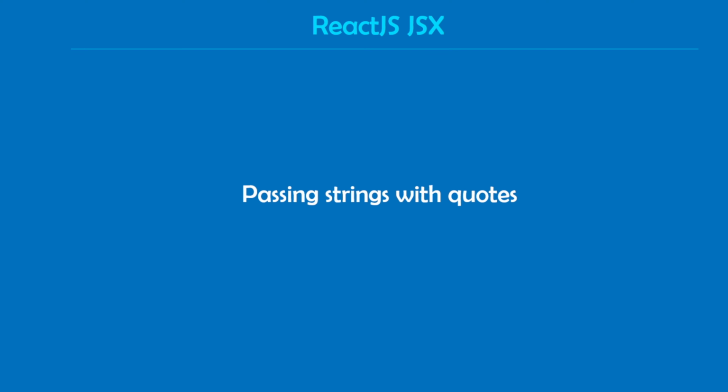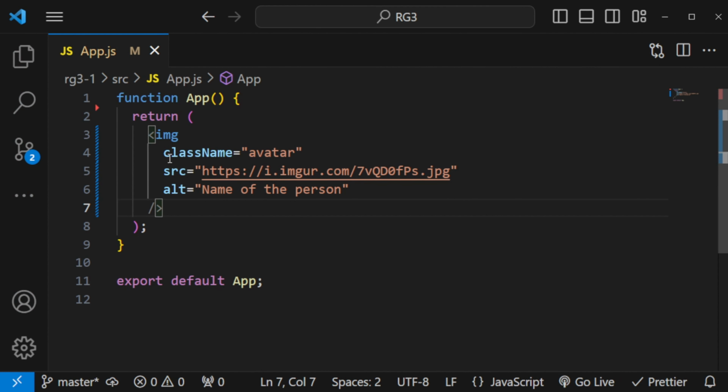Passing strings with quotes. When you want to pass a string attribute to JSX, you put it in single quotes or double quotes. Let's see a small example over here. In this example, image className, src and alt properties have been passed through strings. But if you want to dynamically specify src, alt text and other elements, you could use a value from JavaScript by replacing double quotes with curly braces. We will see that example.